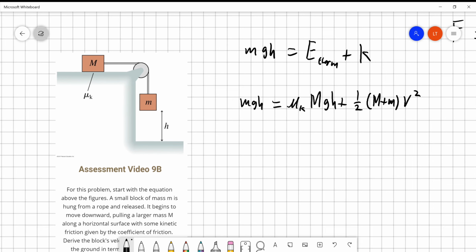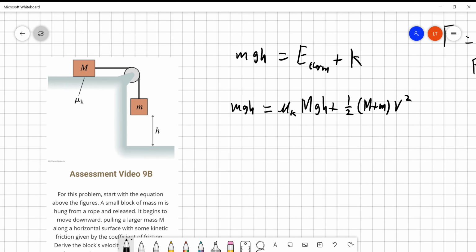And we can see here that this little block, lowercase m, is dangling distance h above the ground. So this gives us potential energy. And we don't see any other forms of energy being put into this system here. So the kinetic energy and friction must add up to that potential energy in the end. And we can see it here, mgh with little m is equal to the heat generated by friction plus the kinetic energy of the whole system.